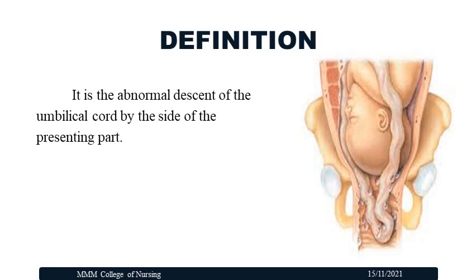You can see the definition of cord prolapse. It is the abnormal descent of the umbilical cord by the side of the presenting part. The presenting part here is the part of the baby that leads the way through the birth canal. The presenting part may be the baby's head, buttocks, feet presentation, or shoulder presentation, anything. Here the umbilical cord will be descending down by the side of the presenting part. So this is about the definition.